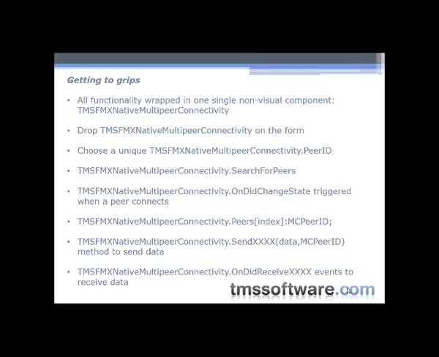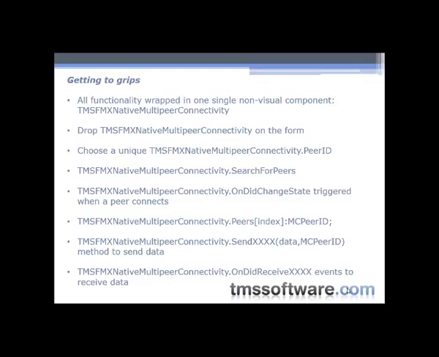Next step is to search for peers. Peer discovery is also what this is referred to, and you can search for peers and then connect with the peer of choice. When a connection is established, you receive an event on did change state, and from there you can get information about what peers are connected. Each peer you are connected with is identified with an object, and this object is of the type MC peer ID, and all connected peers can be accessed via an array, the peers array.